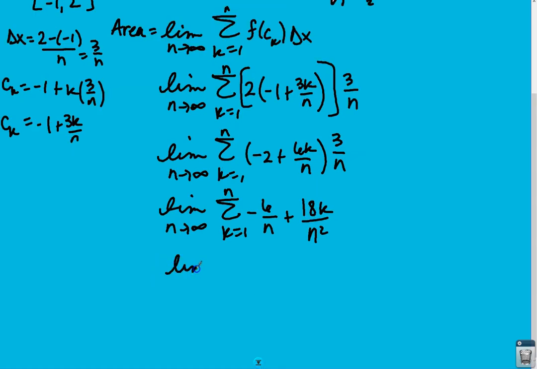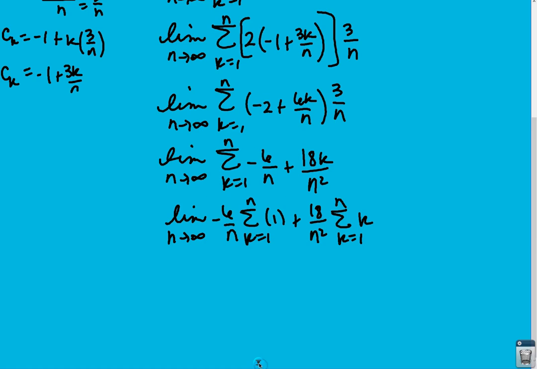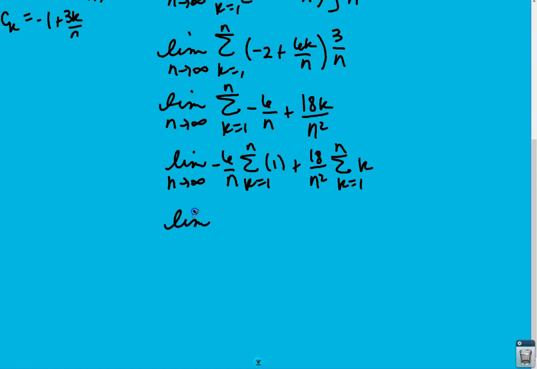So I've got the limit as n approaches infinity of negative 6 over n, the sum from k equals 1 to n of just 1, plus 18 over n squared, the sum from k equals 1 to n of k. The limit as n approaches infinity of negative 6 over n times n, plus 18 over n squared times n times n plus 1 over 2. Okay, and then from here I take the limit.